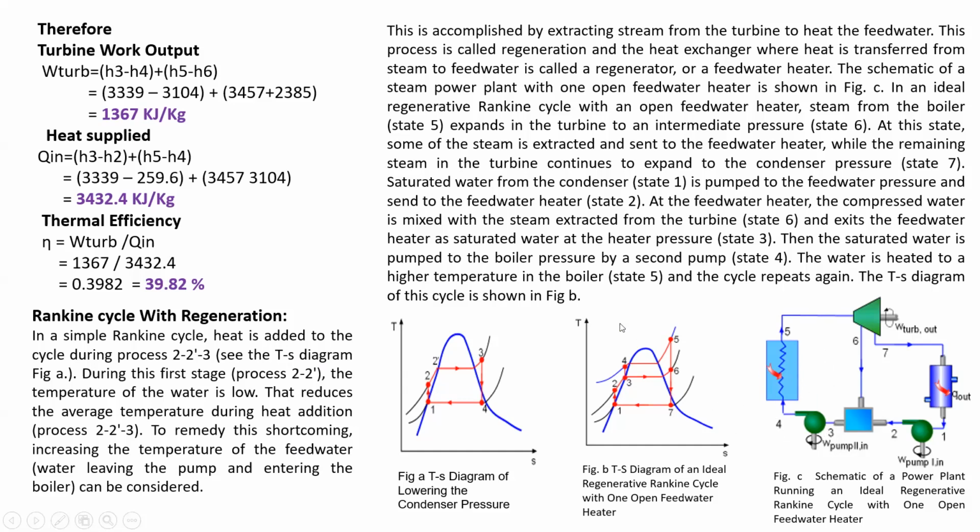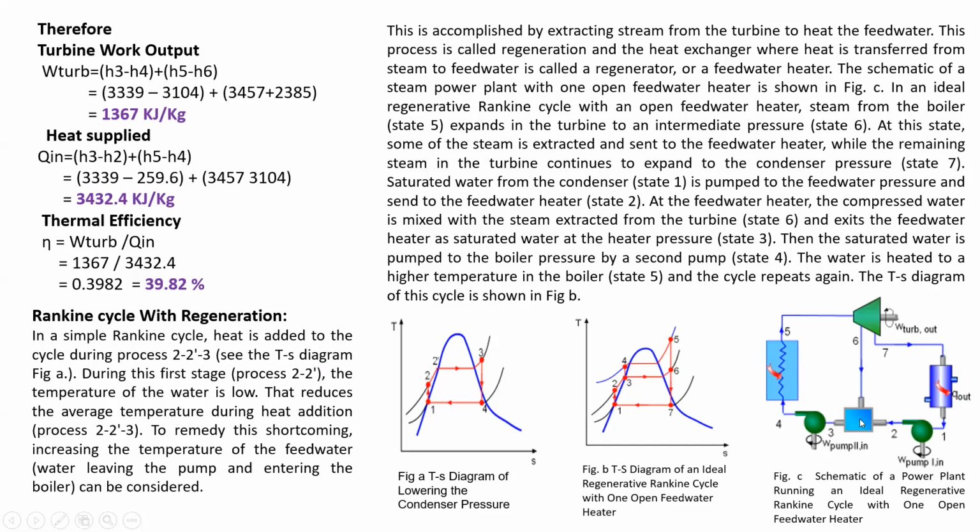Let us see how it is. This is accomplished by extracting steam from the turbine to heat the feed water. The water which is coming from the condenser is cool, because we have cooled it in the condenser. If you directly take it to the boiler, it will take more time and also more fuel. So it will be a loss of efficiency. To overcome this, the water is preheated in the feed water heater, and then it is taken to the boiler.